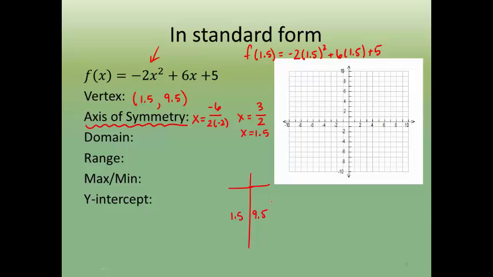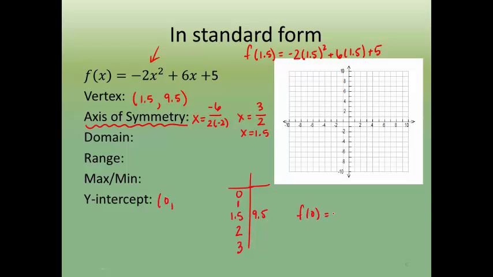Now because I have this nice axis of symmetry, when I choose a value that's on this side, 1, and I choose a value on the other side, 2, it's going to be symmetric. So I don't have to continue to use decimals. I just happen to have a vertex as a decimal. And then I can choose 0, and I can choose 3. Well, conveniently, 0 is also going to give me my y-intercept. So let's do that one first.